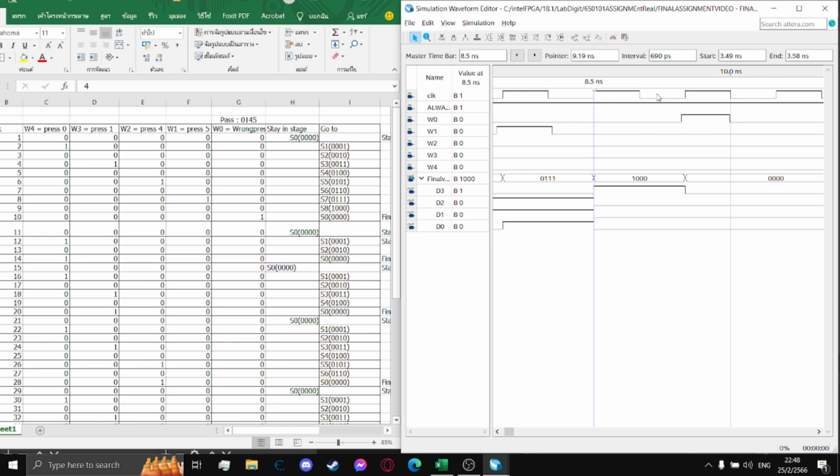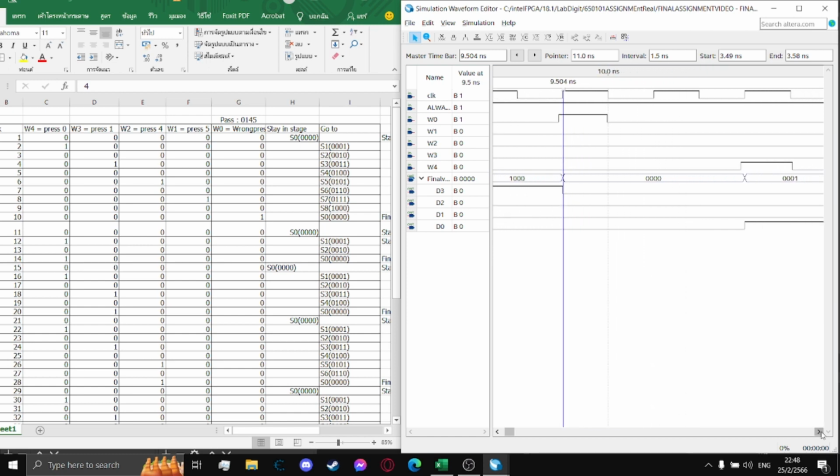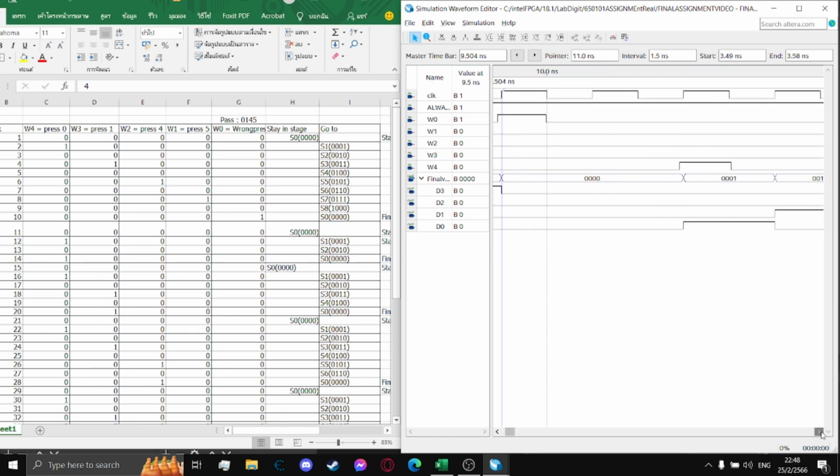State 9 is not pressed, then they will go to next state immediately. 1 0 0 0, and the result is 1 0 0 0. And state 10, when you press the wrong number, they will reset, go to state 0, it is the finished loop. Then I will show you it's faster in another clock.